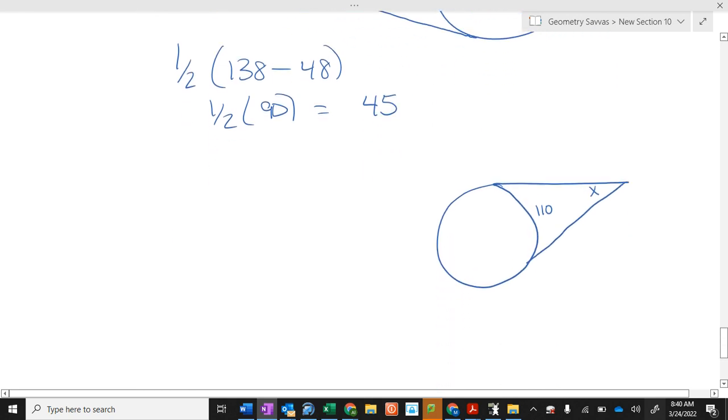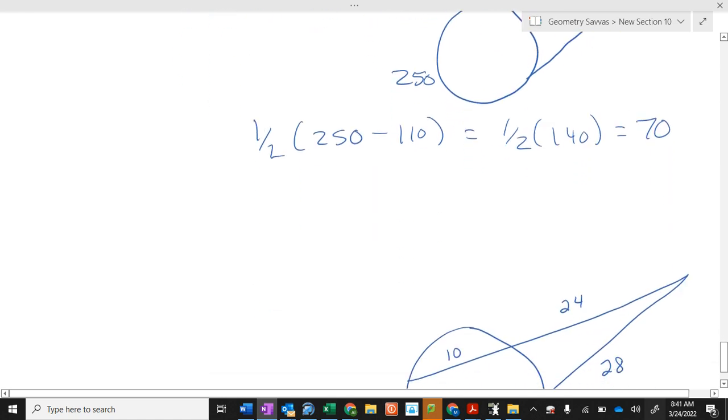Angles on the outside, what do we do? Subtract the big arc minus the little arc. But what's the big arc? What is the big arc here? 250, because there's 360 degrees in a circle. So if 110 is on this side, what's left is 250. So you take 1/2 of 250 minus 110, which is 1/2 of 140, which gives you 70.